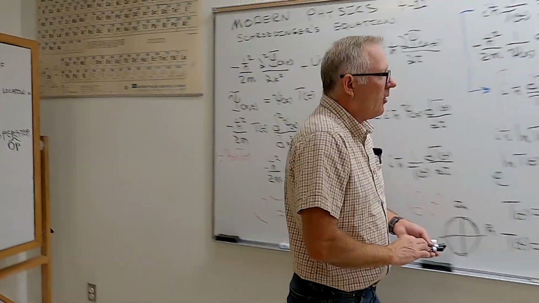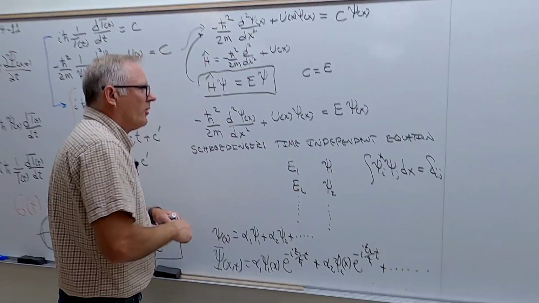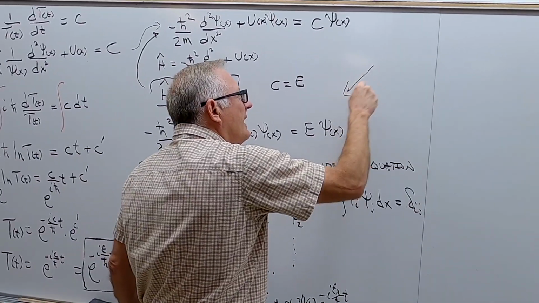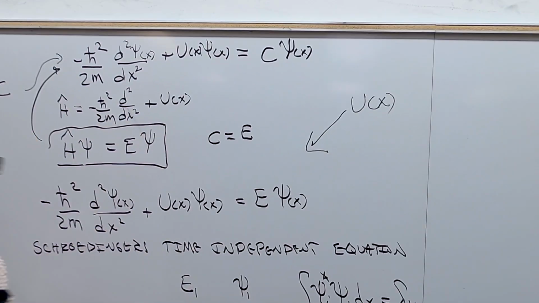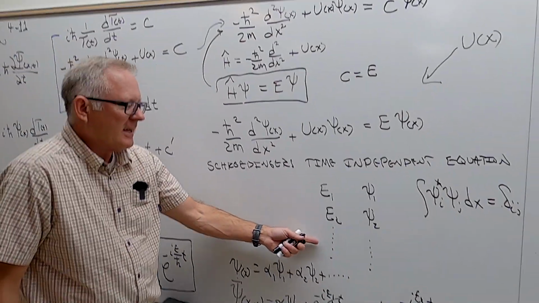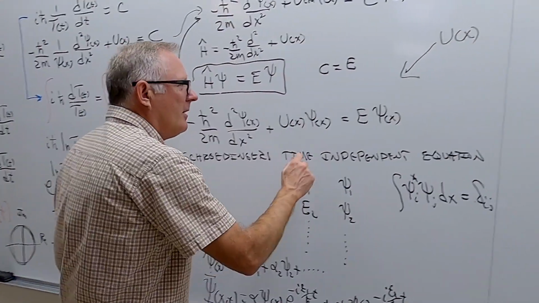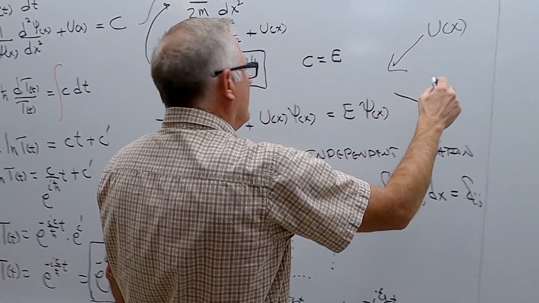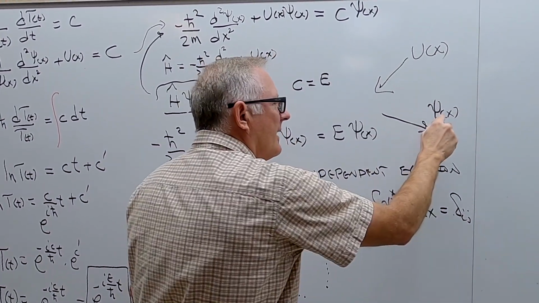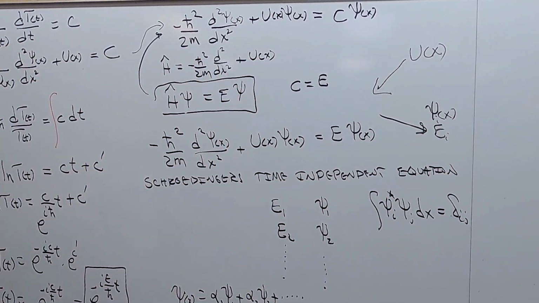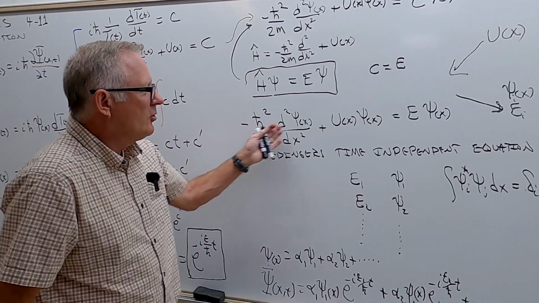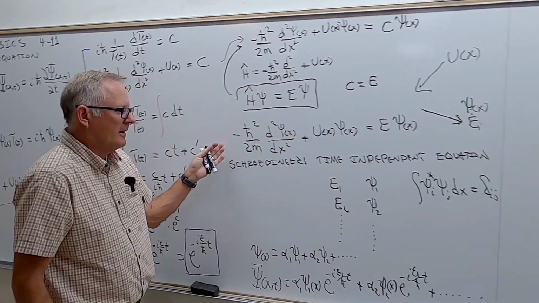So what we're going to be doing is throwing a potential energy into here. You put in the U of x, which is like the forces on it. And what comes out? These guys come out right here. Out come the psi i's and the energies, E i's, since we got a whole bunch of them. So now we're down to just solving this right here.